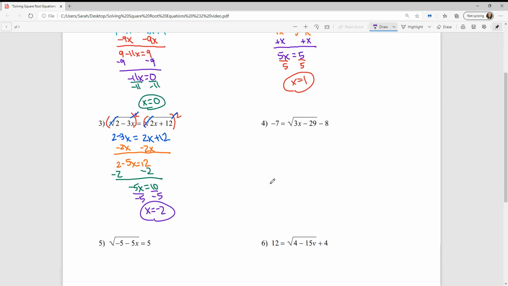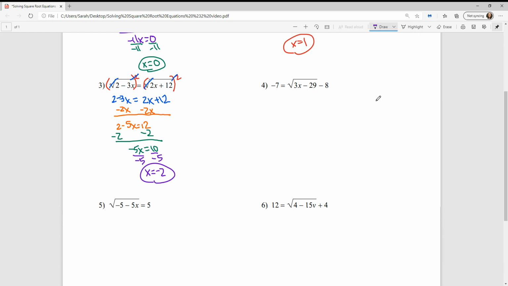The rest of these look more like what we saw in the last video. If you have something to undo outside of the root, make sure you undo that first. Then you can square both sides. So in number 4, I have that minus 8 happening outside of the square root. I need to undo that first by adding 8 to both sides. Negative 7 plus 8 is 1. I still have the root stuff. These 8s are gone now, though. To undo that root, I square, which means I have to square the other side too. 1 squared is 1 times 1, which is 1. The square and the root cancel each other out, so I'm left with what was under the root on the other side.